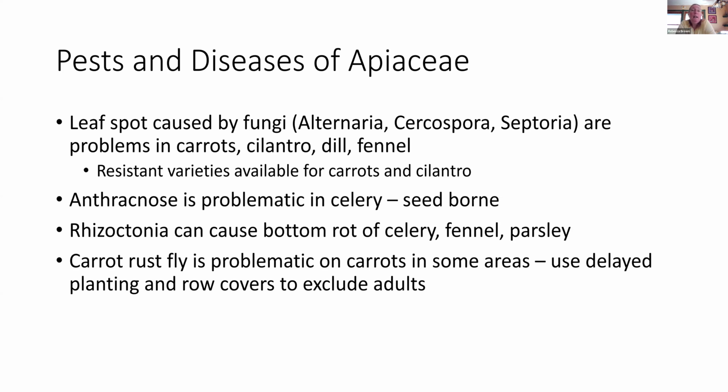Carrot rust fly is a problem in some areas, including northern New England. You can delay planting until after rust fly emergence in May, and you can use row covers on your early season plantings to exclude the adults. The rust fly is similar to the cabbage root maggot in that it lays the eggs in the soil near the carrots, and the larvae burrow into the roots, causing rusty colored damage.